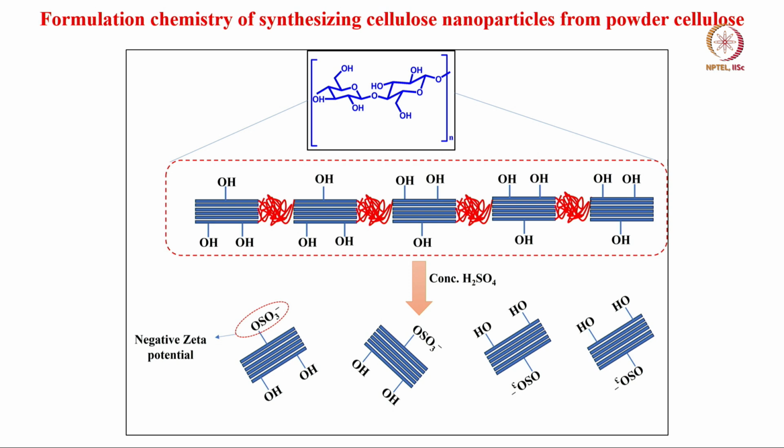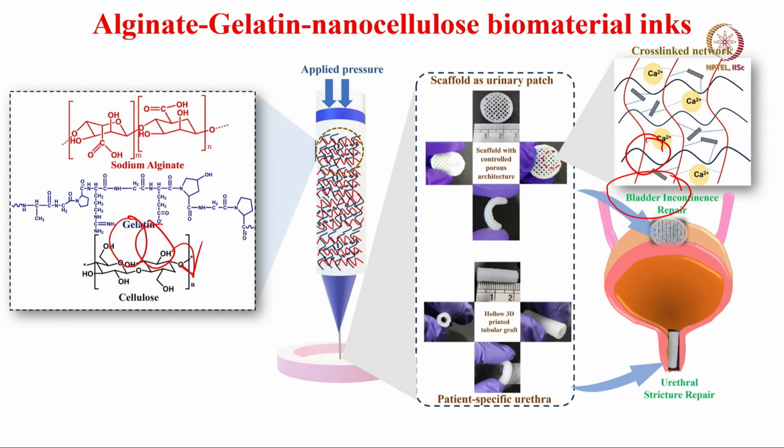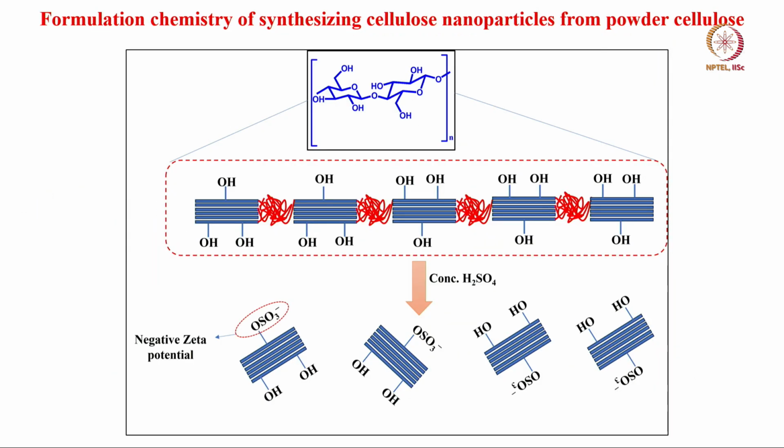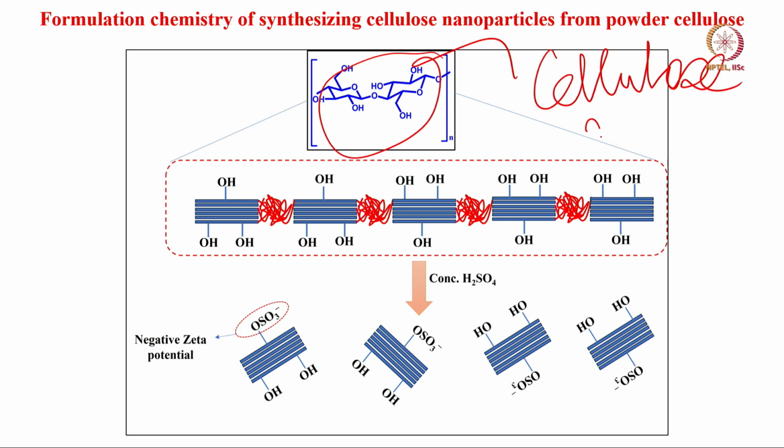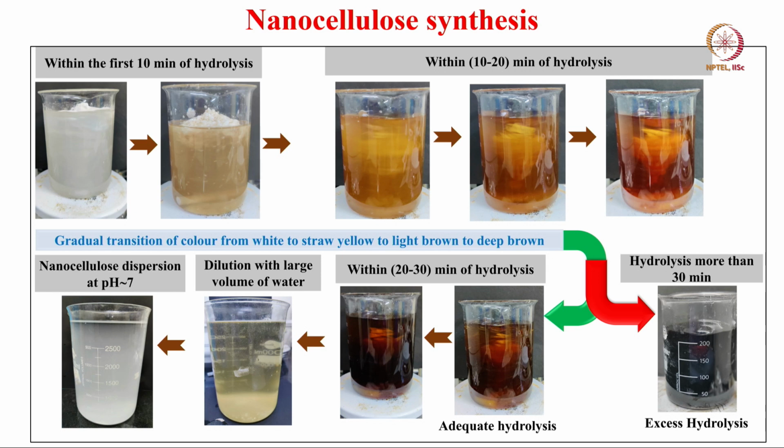So, you have cellulose particles. This is the cellulose mer unit, and you have these alginate gelatin structures. In these structures, if you do concentrated sulfuric acid treatment, then what we essentially get is the sulfate ions that will produce negative zeta potential. So, this slide shows you nanocellulose synthesis.